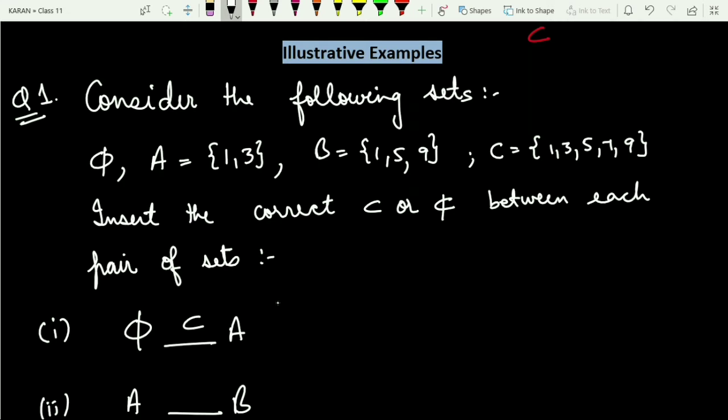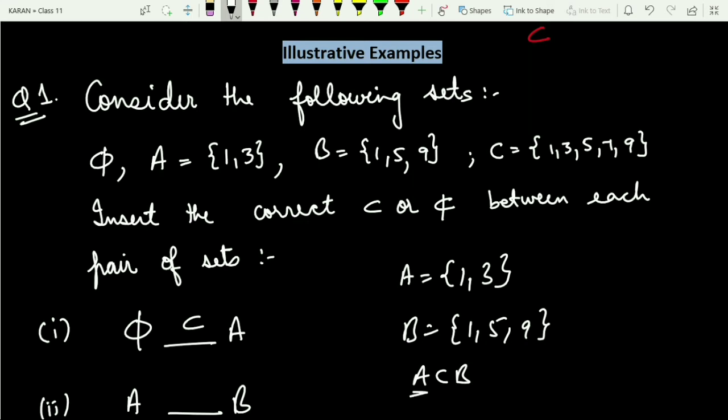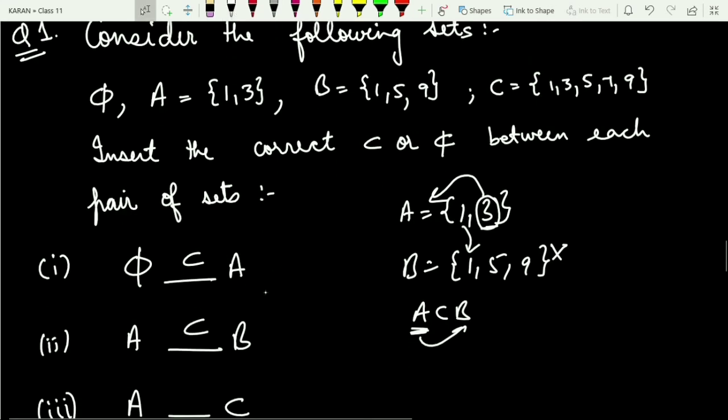Next part. Is A contained in B? So what is your A? A is {1, 3}. And what is your B? That is {1, 5, 9}. So if A is contained in B, it means every element of A should be an element of B. So 1 is an element of A, which is also an element of B. So true. But what about 3? 3 is a member of A, but it is not a member of B. So I will say A is not contained in B.